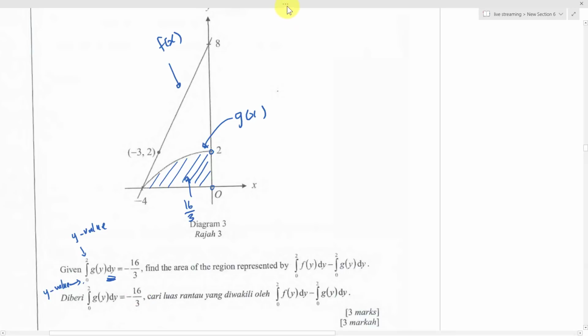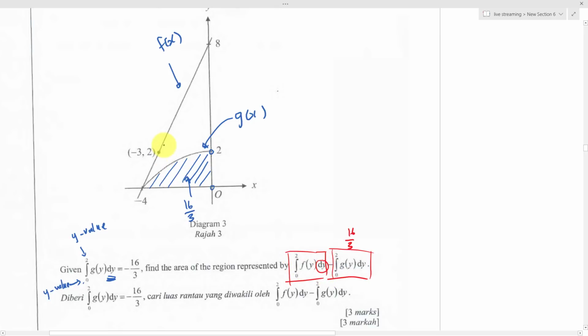Okay, then what I do next is they ask you to find the area of the region represented by this one minus this one. So we have the integral of gx, which is quite easy. We already got it, which is 16 over 3. Now we want to find this area. This area is dy also, right? So dy 0 and 2 is the y value.